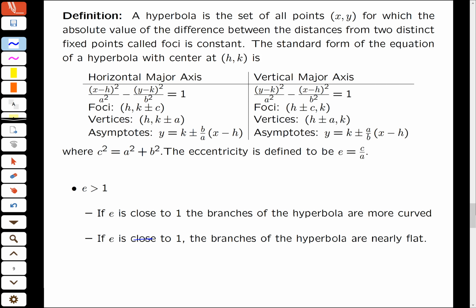I saw this mistake and I went to fix it and I forgot to.